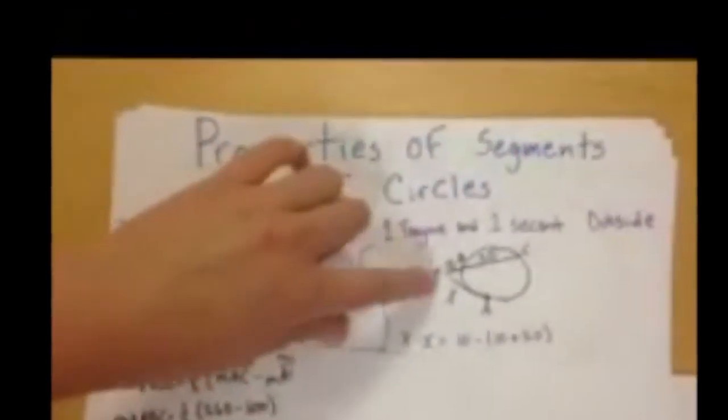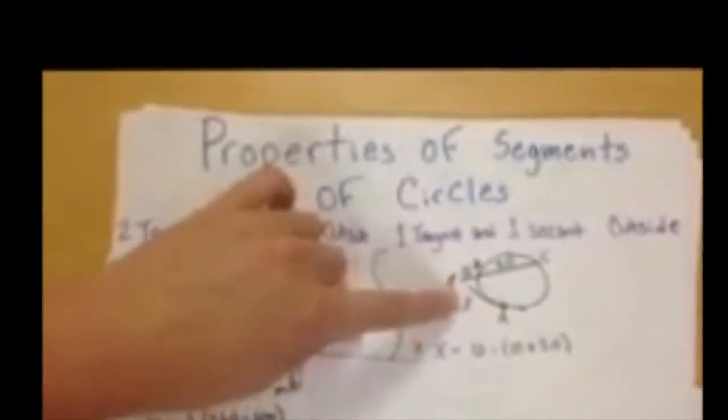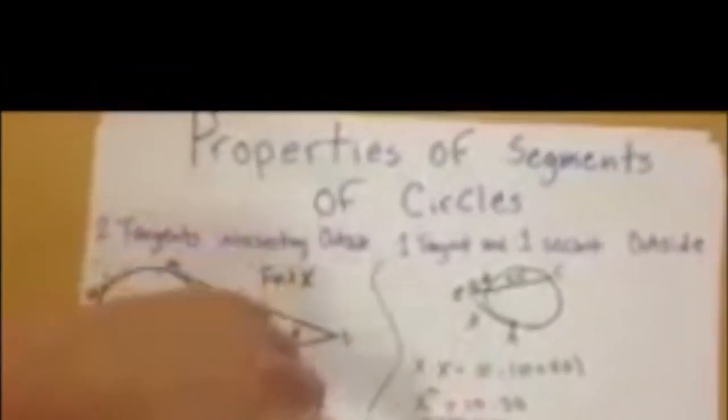For one tangent and one secant intersecting outside of the circle, you will do line AE squared equals EB times EB plus BC, because that will give you the entire line. And so when we plug it into the equation, then you simplify. So then you do 10 plus 20, that equals 30. And then you try to get rid of the square, so you do the square root. And then you get x equals around 17.32.